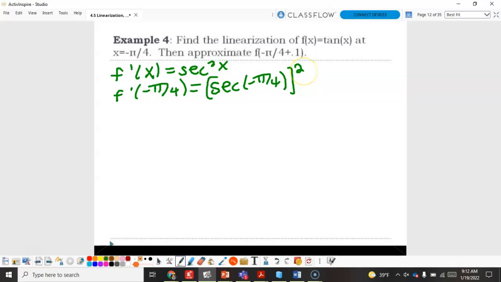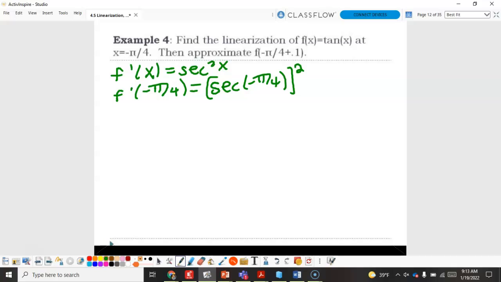All right, so secant of negative pi fourths. What is the secant of negative pi fourths? Exactly, it's 1 over cosine. What's the cosine of pi fourths? Root 2 over 2, which is then 2 over root 2, which is 2 root 2 over 2, which is root 2. So it ends up being root 2.